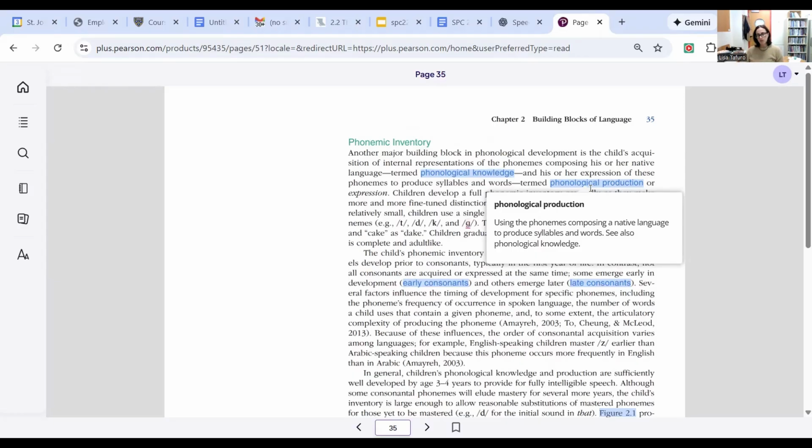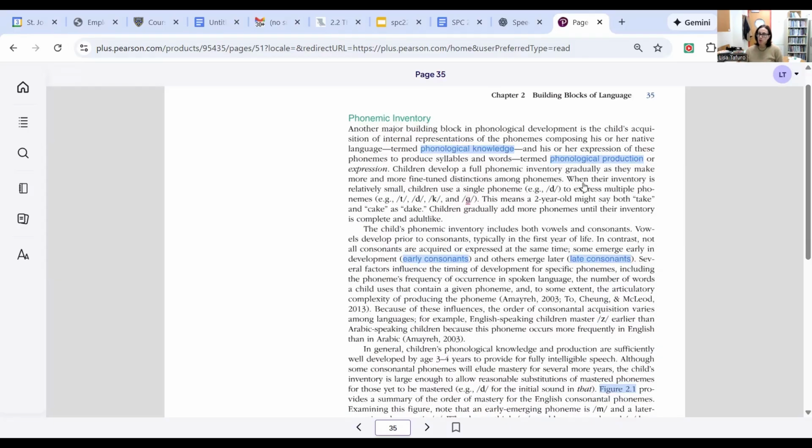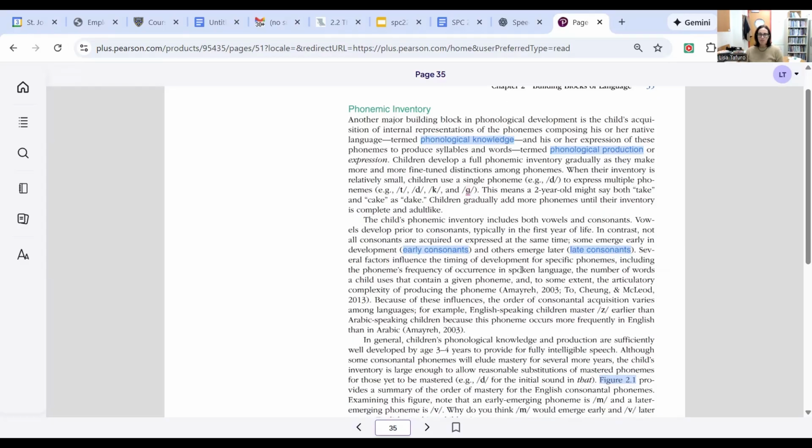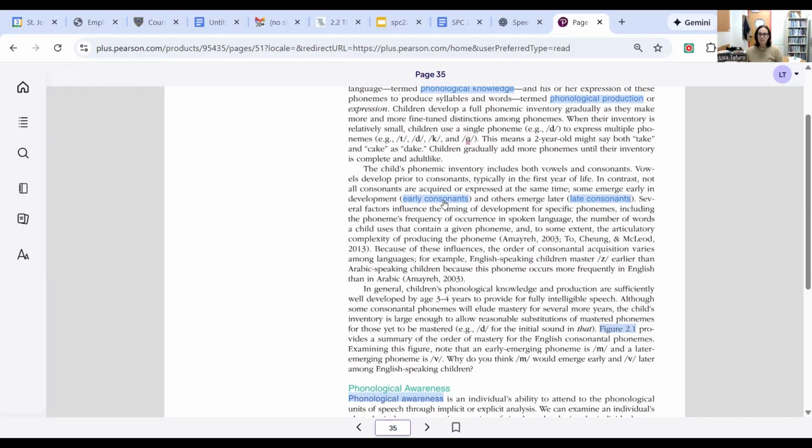So if we go back to that initial shine sign example, we know that in that case, that child has the phonological knowledge of these two contrasting sounds, right? But from a production standpoint, that child isn't able to distinguish the production of those two sounds. There was no sh, and in essence, there was no sh in that child's phonemic inventory, if you will.